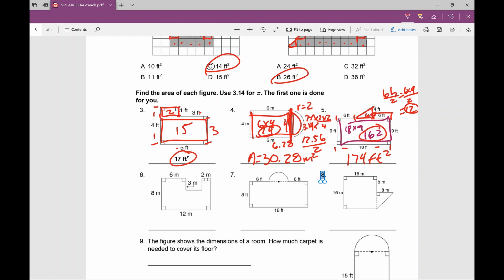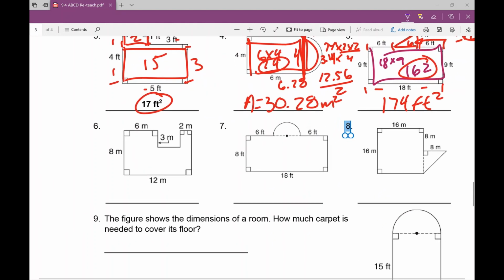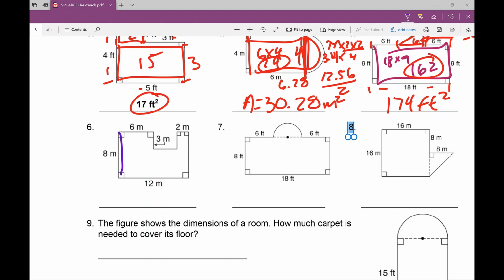Next one. I have different shapes right here. What I'm going to do is just find the area for the whole rectangle, and then I'm going to take this away. So let's do that. My whole rectangle is 8 by 12. 8 times 12 is 96.